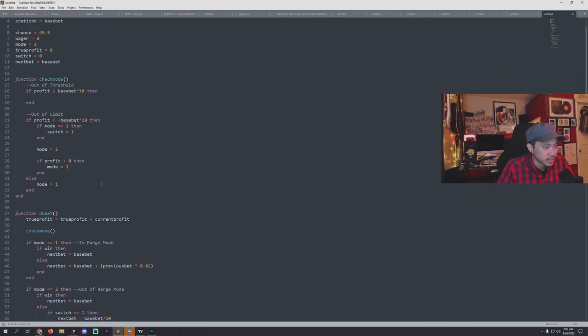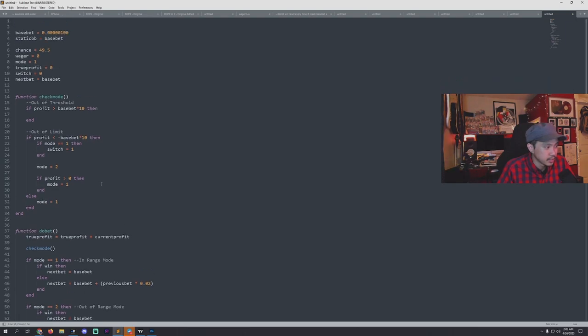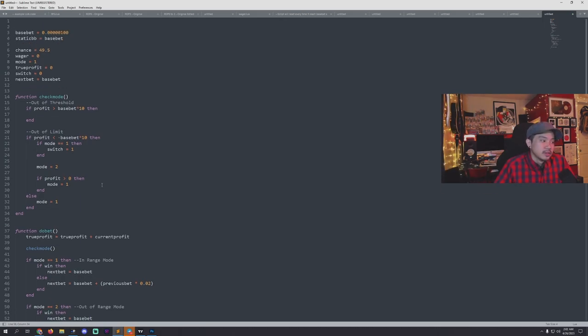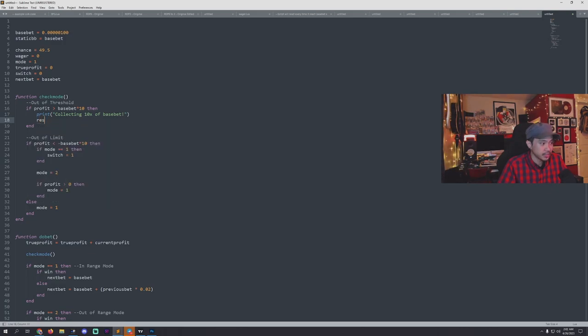We're going to minimize the risk, right? By dividing it by 10 and trying to just get that graph back up into the range. So that seems to be it for that. The only thing is, if you make 10 times your base bet, let's just print something. Print "collecting 10x of base bet." And then we can reset the entire code again.